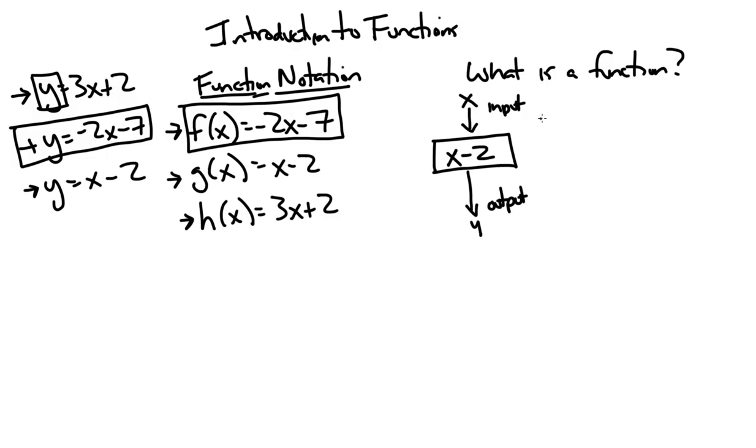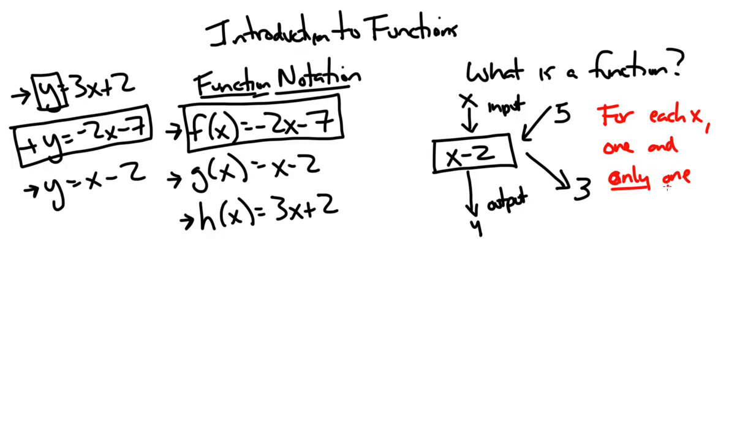So all this function is, it's x minus 2. So if I put in an input, let's say I put in 5 into the box, then what comes out? Well, 5 minus 2 is 3. A function is just a box where when I put something in, something comes out. But the key thing, it's key, so I'll put it in red here, is that for each x I put into my box, for each x, I get one and only one output, or y.